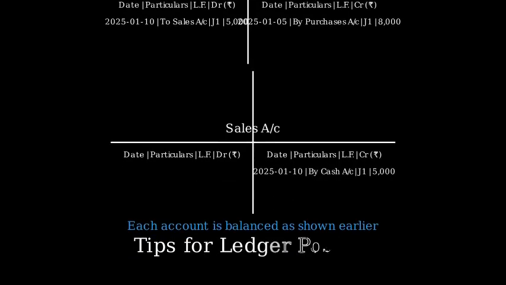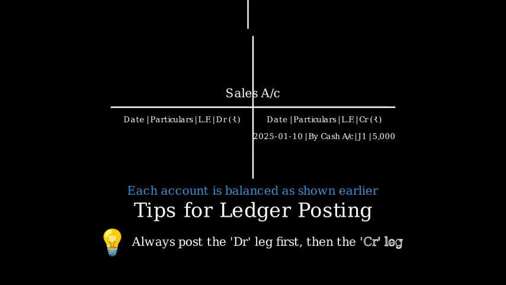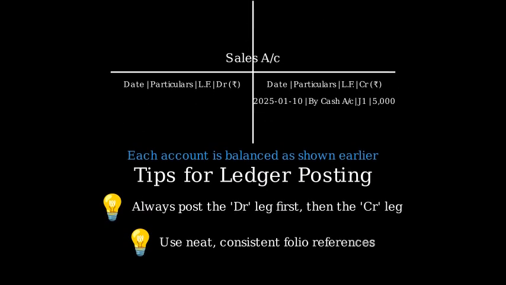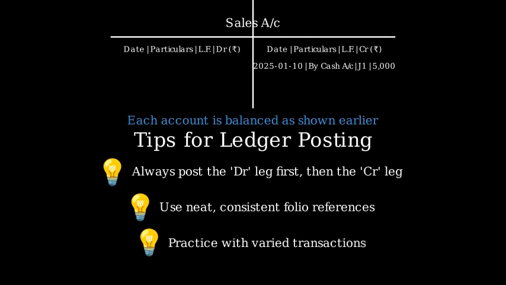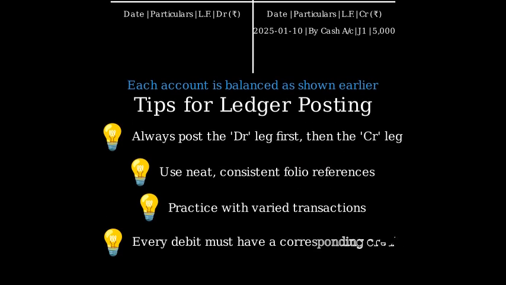Before we conclude, here are some important tips for ledger posting. Always post the debit leg first, then the credit leg. Use neat, consistent folio references for easy cross-checking. Practice with varied transactions like credit purchases, credit sales, and expenses to master all account types. Remember that every debit must have a corresponding credit, and vice versa.